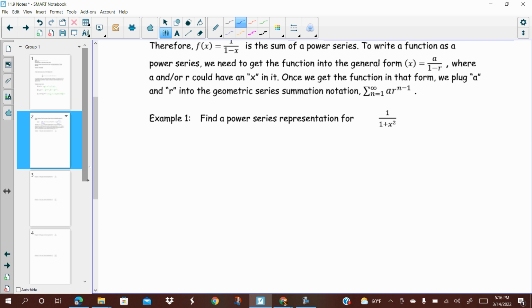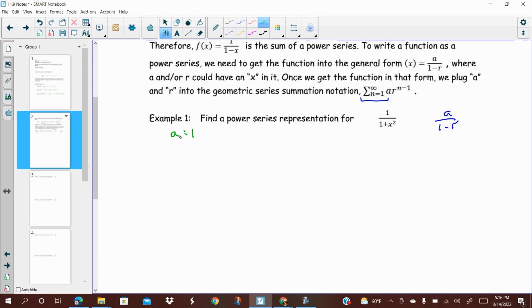So we want to find something where it is in the form of a sum for 1 over 1 plus x squared. So the biggest thing is to see, okay, can I possibly write that in the form of a over 1 minus r? Well, let's see. I have an a on top, so that seems pretty logical that a is going to be 1, since a is my numerator. Let's write that a little bit better.